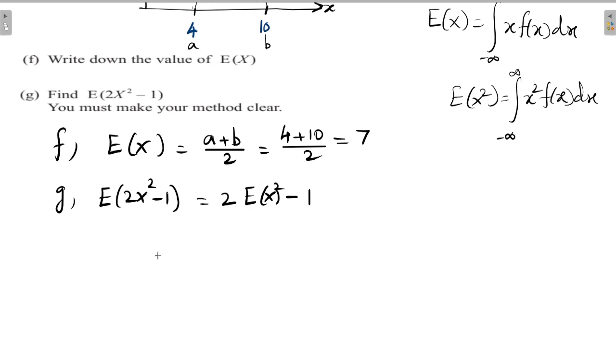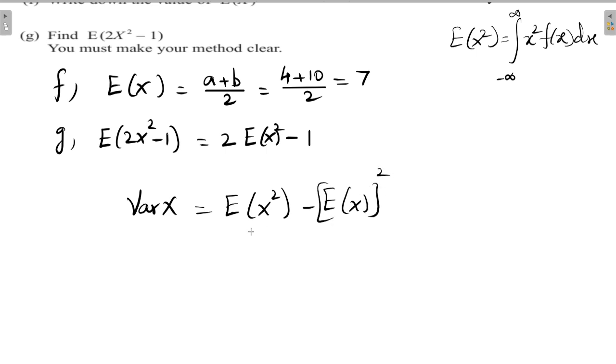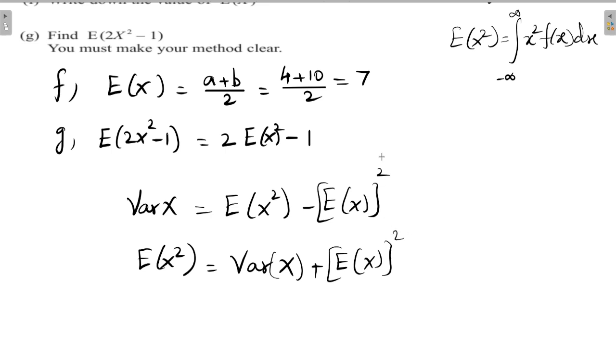How to find E of x square? We use the variance formula. Variance of x is equal to E of x square minus (E of x) the whole square. So E of x square is equal to variance of x plus (E of x) the whole square. We just found the value of E of x. Let's find the variance of x.